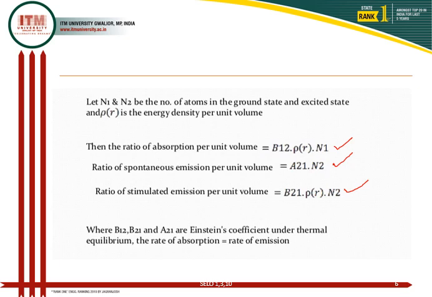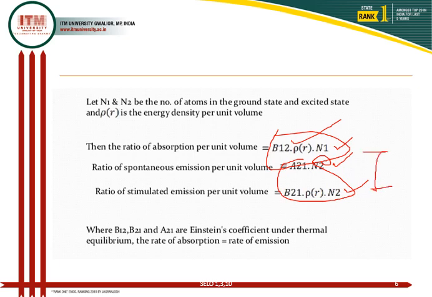So we have obtained B21, B12 and A21 Einstein coefficients under thermal equilibrium. And now we know this, under thermal equilibrium, the rate of absorption is equal to rate of emission. So in this equation, you can say the first one is absorption. However, these two are emission. So can we write this in an equation? On the left hand side only one, and on the right hand side these two.